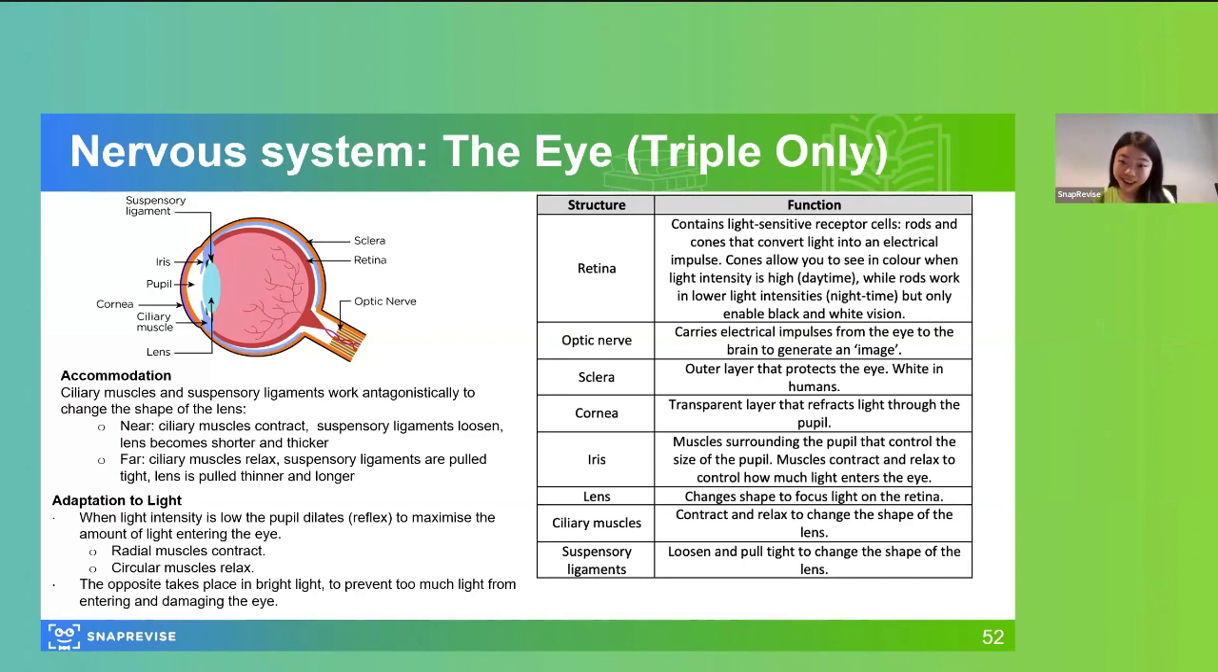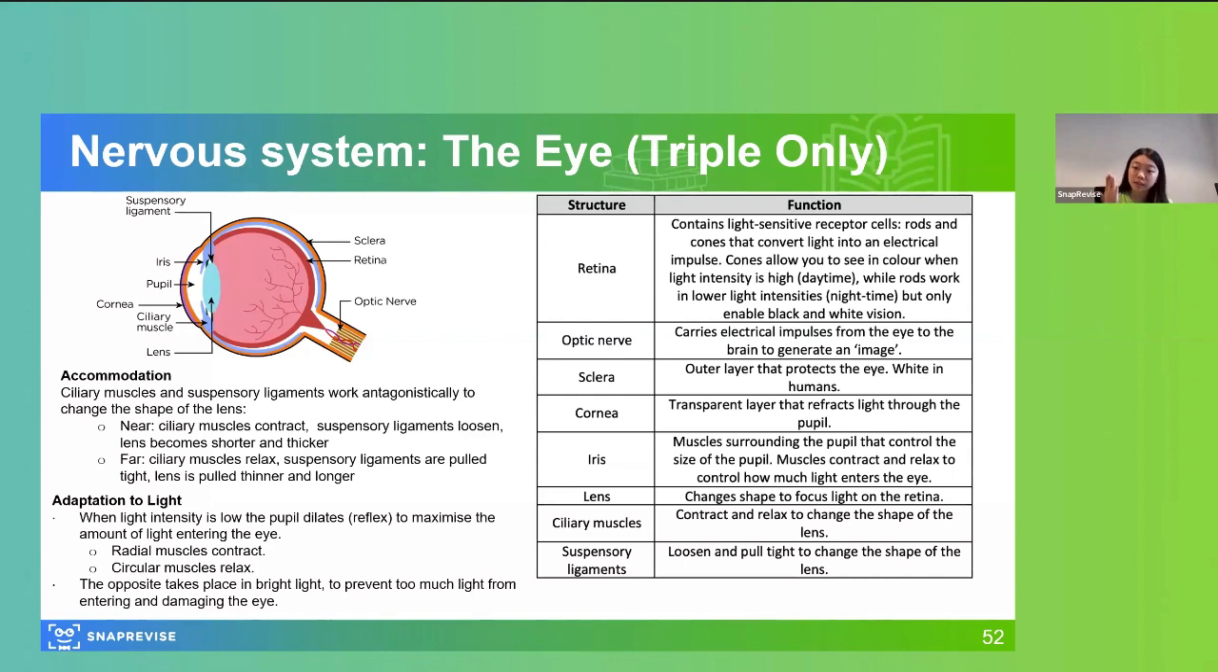You need to know the structure of the eye, first of all. I'm not going to go through every single structure and every single function. It's in the table right there if you want to have a look, but you do need to know them well. If you look at different distances, we have our ciliary muscles and our suspensory ligaments, and they work antagonistically. What I mean by antagonistically is that they work together, but opposite. You'll understand what I mean when I explain that.